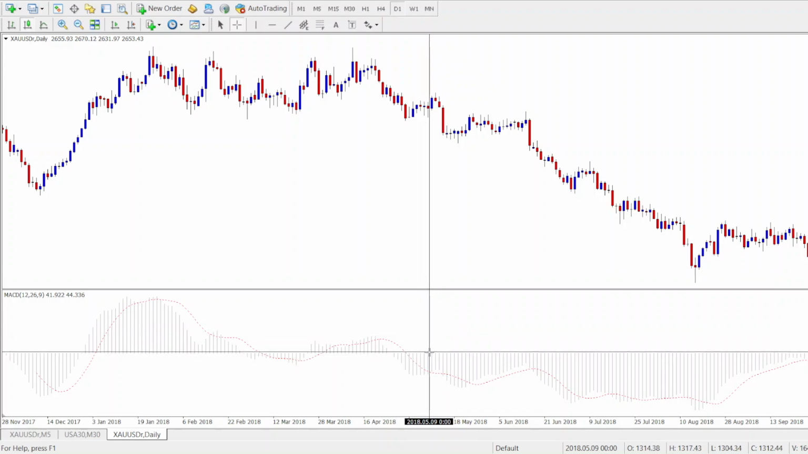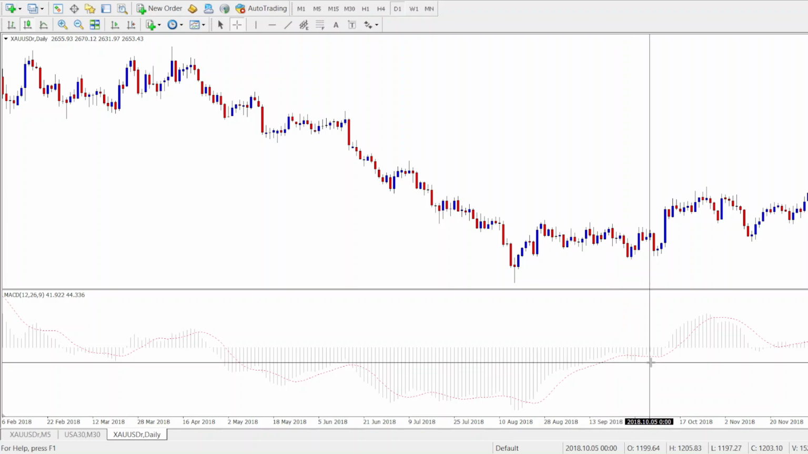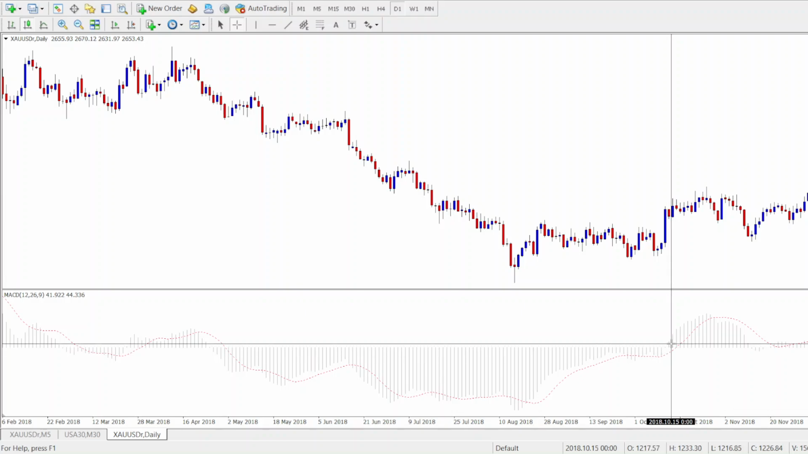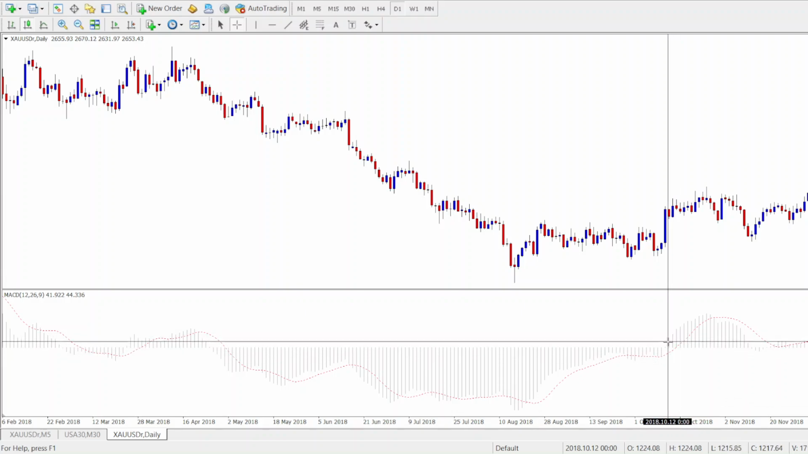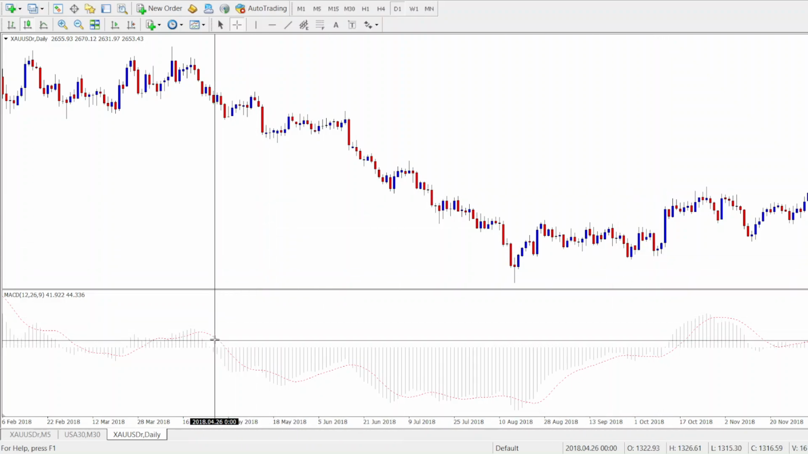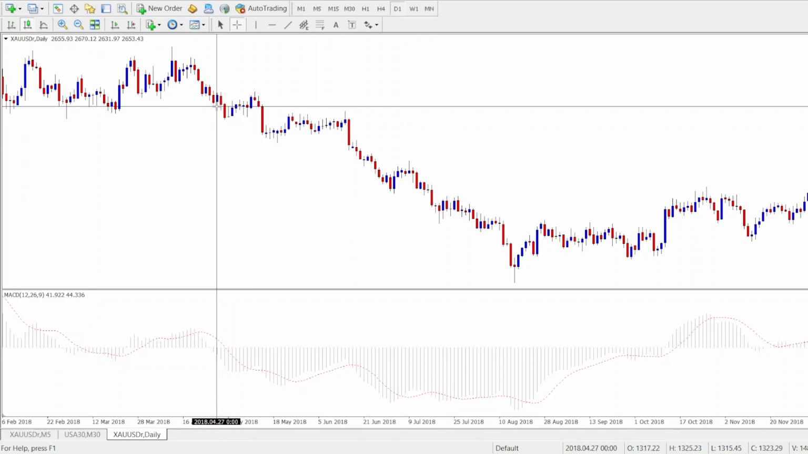So you can now patiently wait until you see a crossover from the MACD indicator. When the histogram bars cross over to above the zero level, you can then quit your sell trade. So had we entered this sell trade from around here up till around here, we would have caught about 1100 pips, or 1120 pips thereabout. That would have been a really good move.